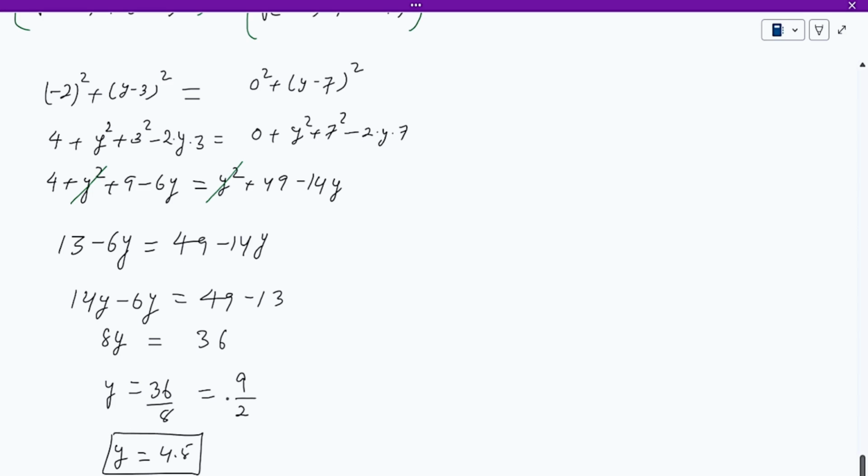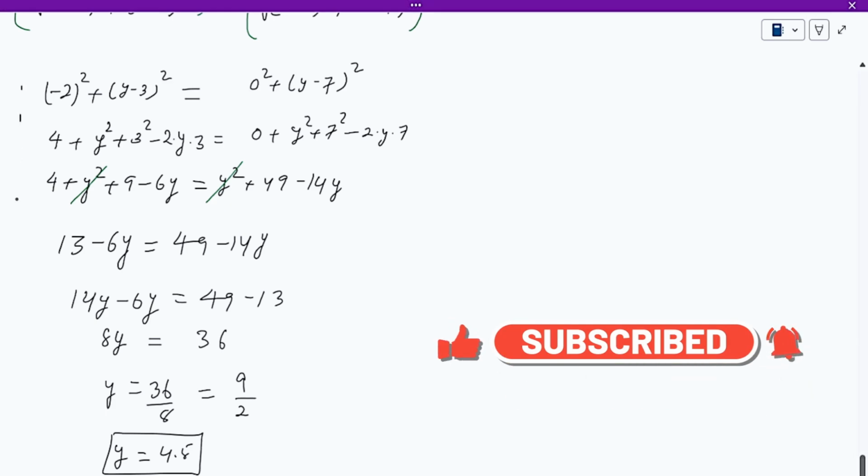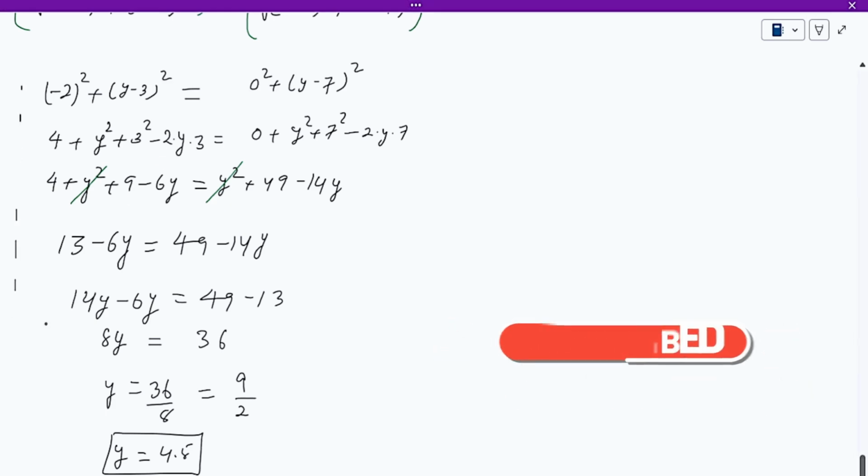So I hope it is clear, right? This is a very common question. In every exam, most of the time, it is a 3 mark question in CBSE. And this is a very common question. So most probably this question can be asked. Okay. So I hope it is clear to everyone.